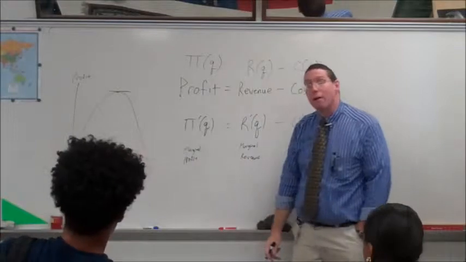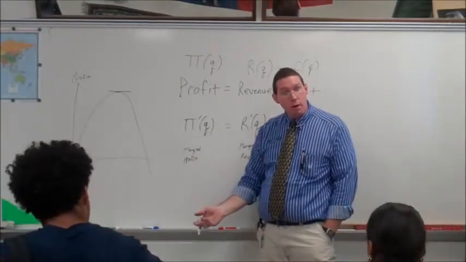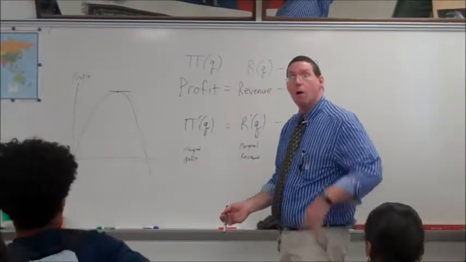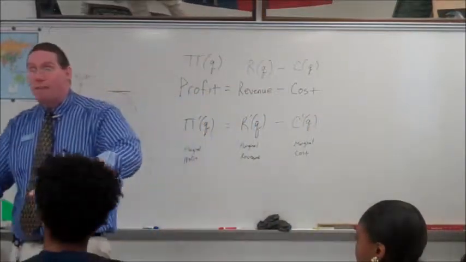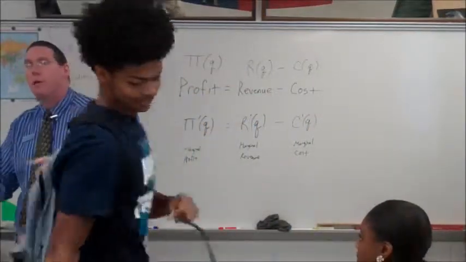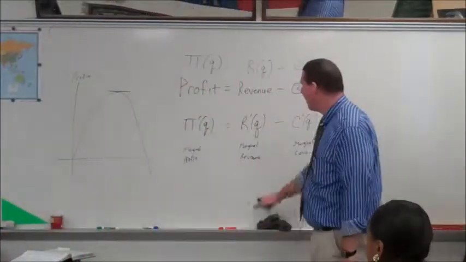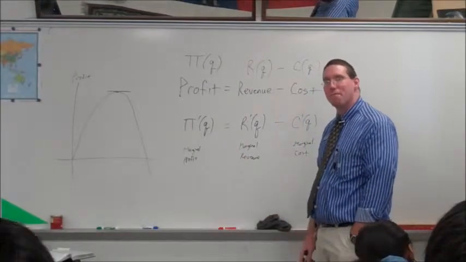So now the question is, how do you identify maximum profit? You find out where the slope of profit equals 0. And what is the slope of profit? The velocity of profit. And what do we call the velocity of profit? Marginal profit, that's exactly right. The velocity of profit is marginal profit.